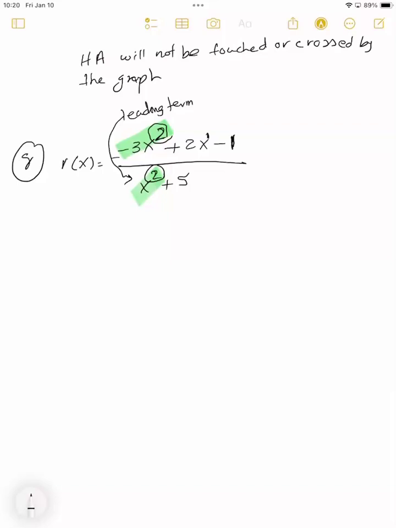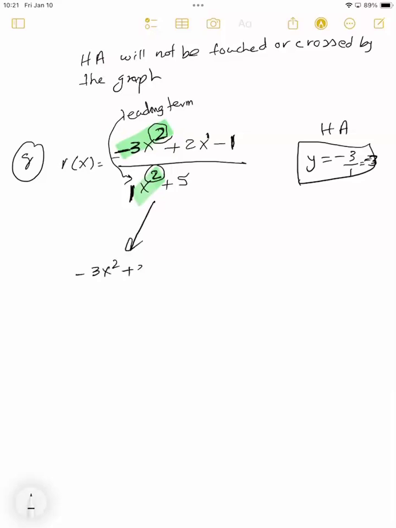Since these two degrees are the same, the horizontal asymptote is just the ratio of the coefficients, which is negative 3 over 1, which is negative 3. That is our horizontal asymptote. Okay? So now that we have found the horizontal asymptote, we are going to find out if it's going to be crossed or touched. To do that, we set the function equal to the horizontal asymptote.